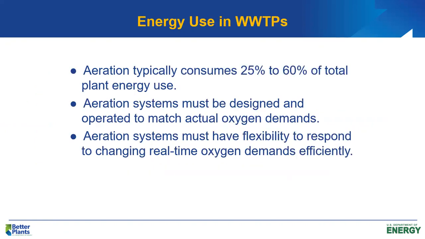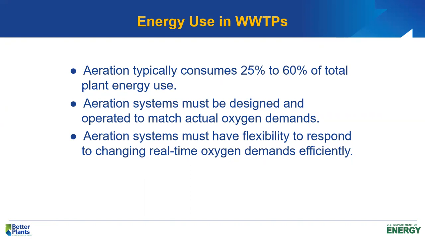So let's talk a little bit about energy use in wastewater plants. Typically, the aeration system is going to consume about 25 to 60% of the total plant energy used. And more typically, the number will be about 50 to 60% of total plant energy use. We're talking conventional activated sludge. I would normally estimate that the aeration system would consume about 50% of the energy. And in an extended aeration activated sludge process, it would be about 60% of the total plant energy use.